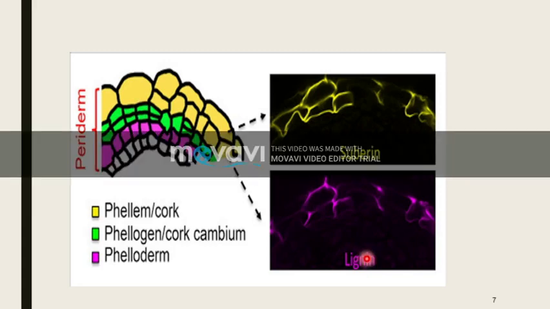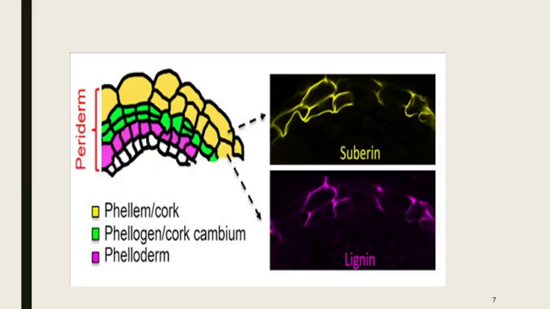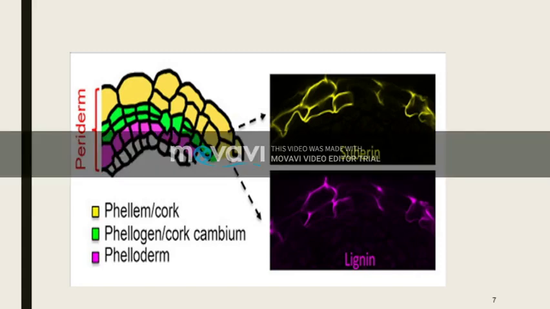Sometimes lignin deposition also occurs here, but in most plants the deposition is suberin. As we have read in the cell wall, the suberin is impermeable to water, so it acts as a hard layer.